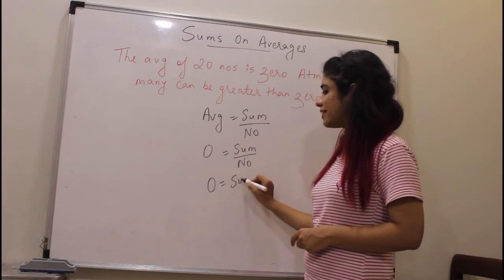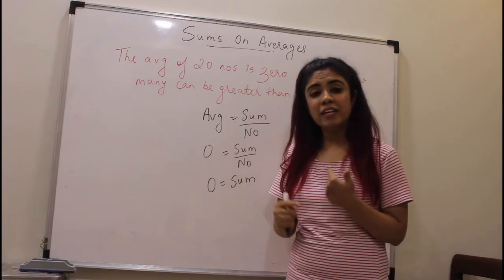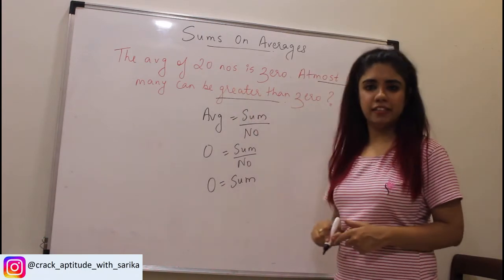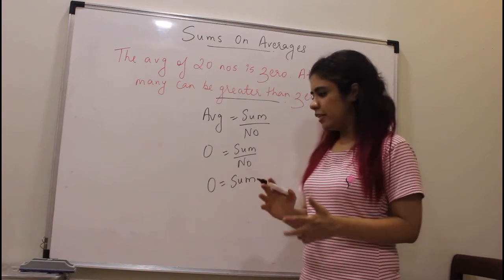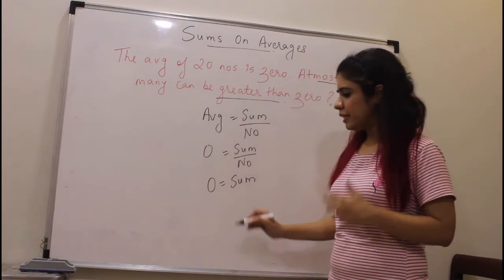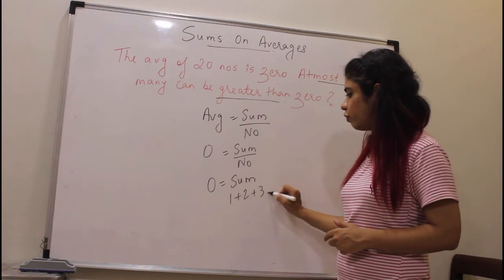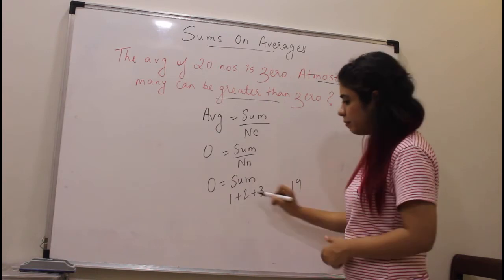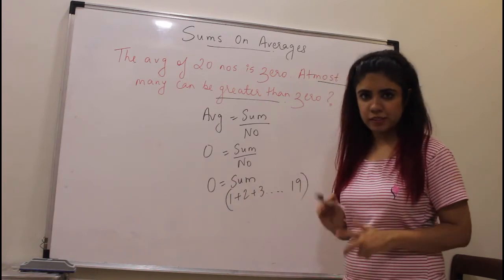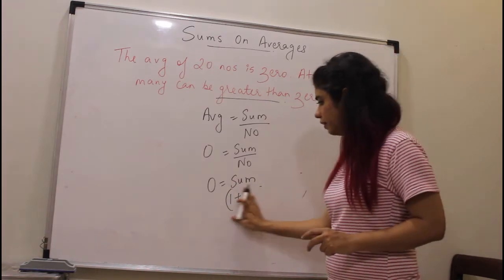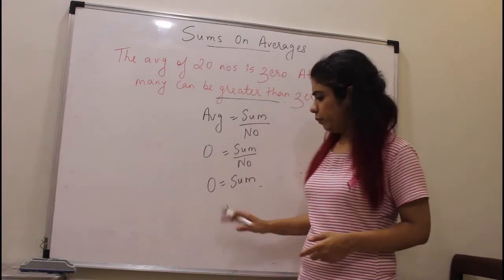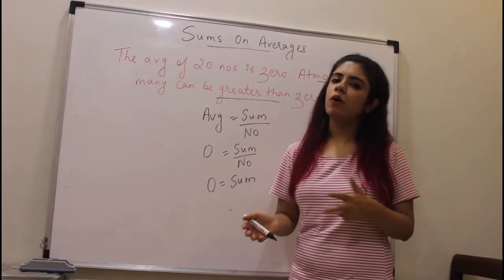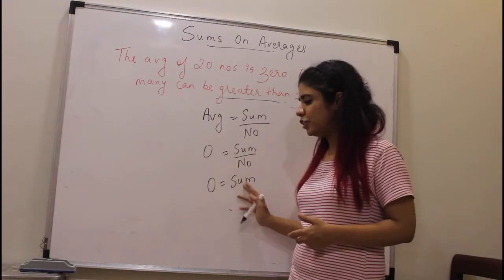So that means my sum has to be 0. When can my sum be 0? Keeping in mind the maximum have to be greater than 0. So what I can do is, let's assume I want the sum to be 0. Let's say my numbers are 1, 2, 3, 4 up to 19. These are my 19 positive numbers. Just an example. Suppose you want the maximum numbers to be positive, but my addition should be 0.